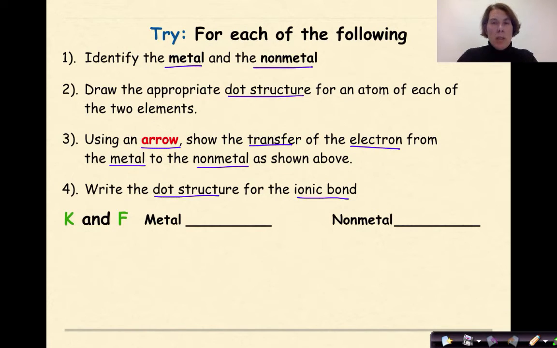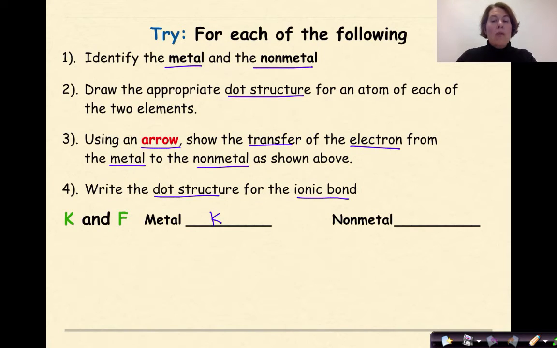So let's do one example together. Here I have two elements, K and F. K represents potassium and F represents fluorine. If we look at these two, we can say, well, the metal must be potassium from where it's located on the periodic table.